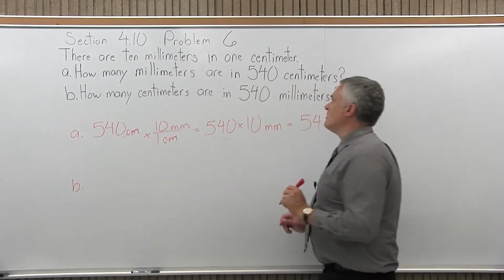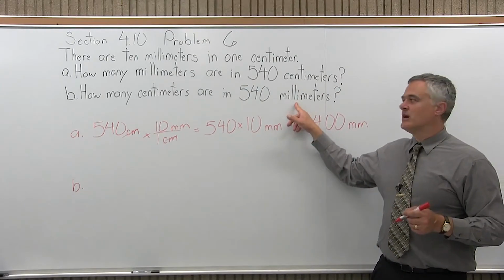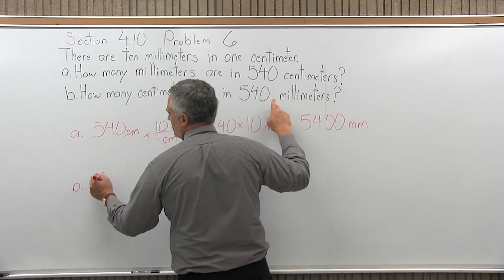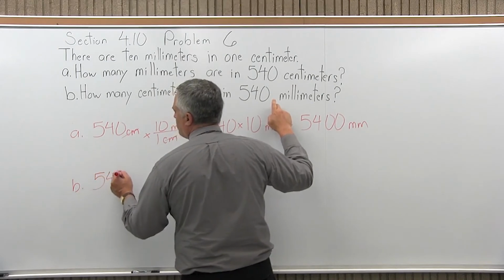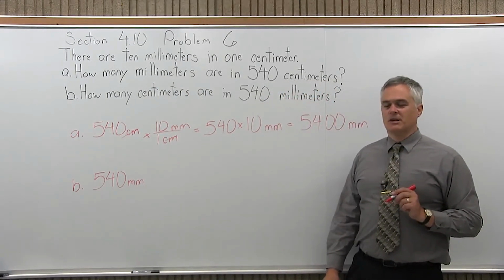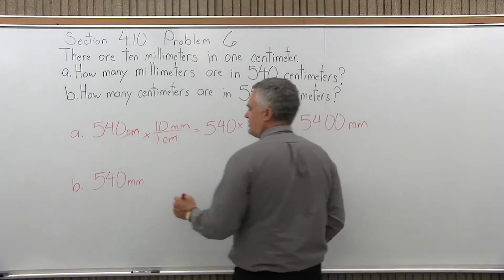Now for B, they're starting off by giving you 540 millimeters and asking you how many centimeters. It's kind of converting the other way. So start with what's given. The amount that's given is 540 millimeters. And again, I'll use that standard abbreviation of mm for millimeter. I'm going to multiply that by a special number 1.